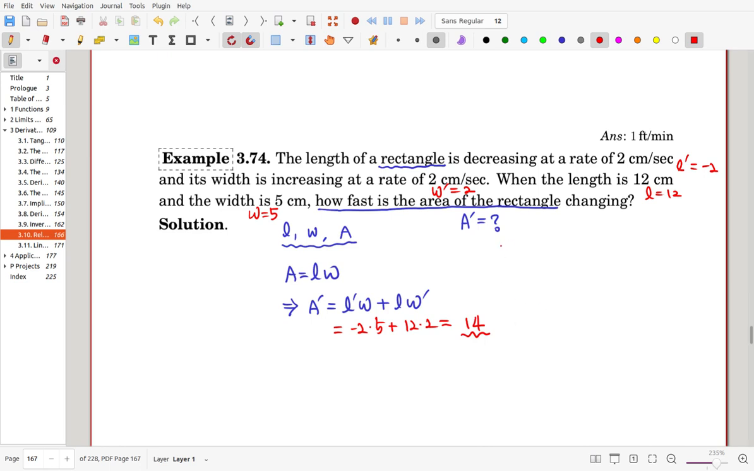And of course, when you try to solve the problem, you can visualize by using your picture. For example, if you write down here L and W, then A is related with L times W.